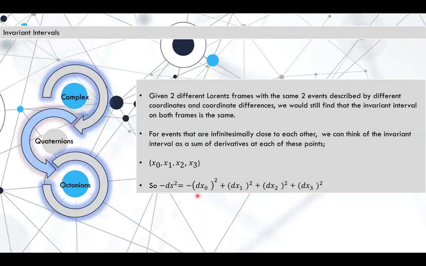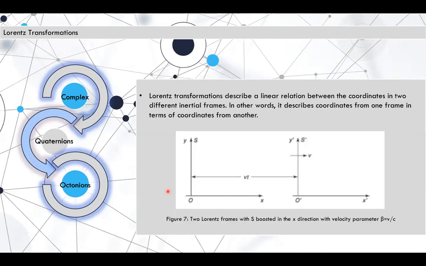The negative sign on the dx sub zero squared just represents the fundamental difference between the time coordinate and the spatial coordinates. The negative sign on the left-hand side, the one on the ds squared, just means that for time-like separated events, where the time coordinate is greater than the sum of the spatial coordinates, we're going to see a positive invariant interval. And we can also get a negative invariant interval, and we can also get zero.